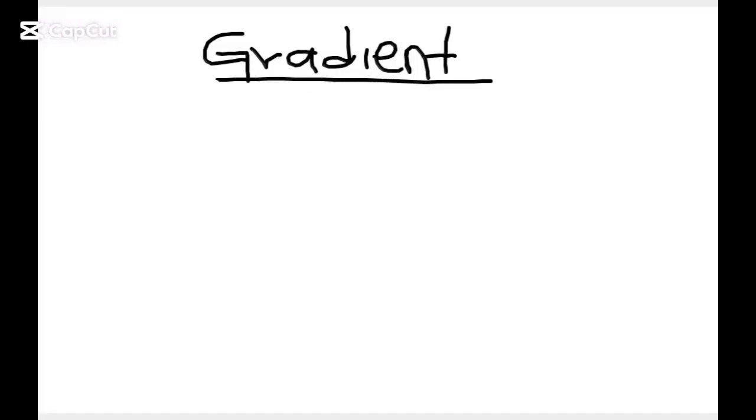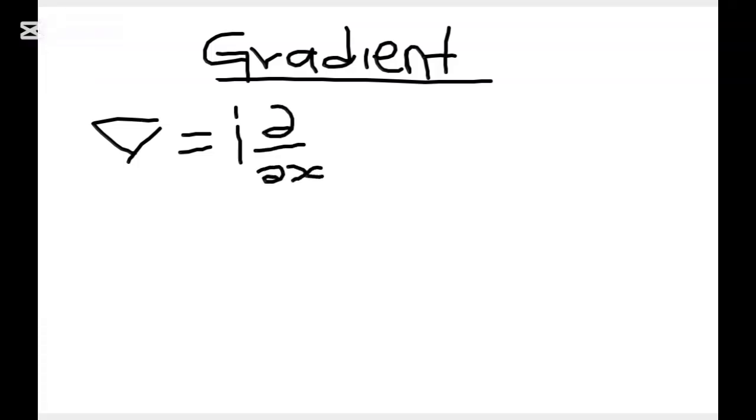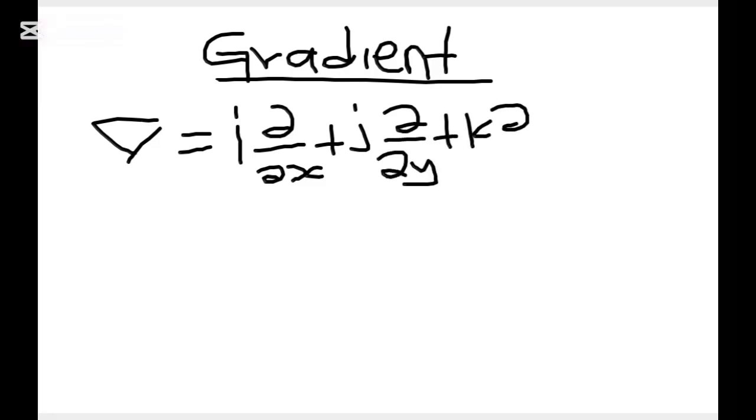Gradient. What is a gradient? Gradient itself is a del operator, which we usually call del or nabla. So this is del, or we call it nabla. It is a vector quantity which is defined as... so this is the del operator, which is the gradient. So this is the gradient, which we call del.